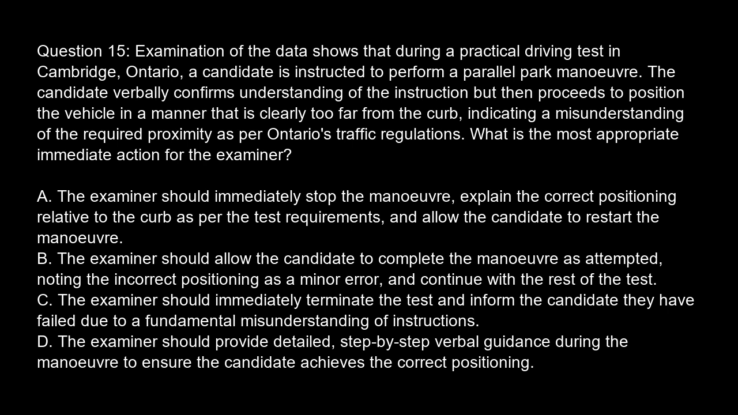Option A. The examiner should immediately stop the maneuver, explain the correct positioning relative to the curb as per the test requirements, and allow the candidate to restart the maneuver. Option B. The examiner should allow the candidate to complete the maneuver as attempted, noting the incorrect positioning as a minor error, and continue with the rest of the test. Option C. The examiner should immediately terminate the test and inform the candidate they have failed due to a fundamental misunderstanding of instructions. Option D. The examiner should provide detailed, step-by-step verbal guidance during the maneuver to ensure the candidate achieves the correct positioning.